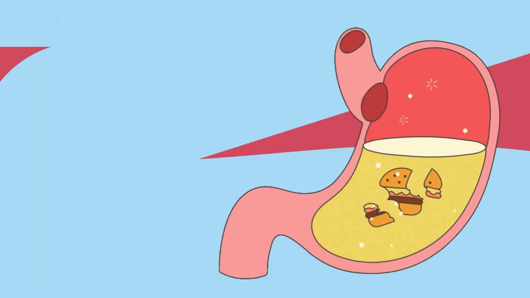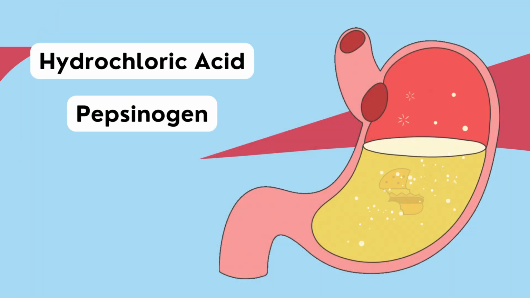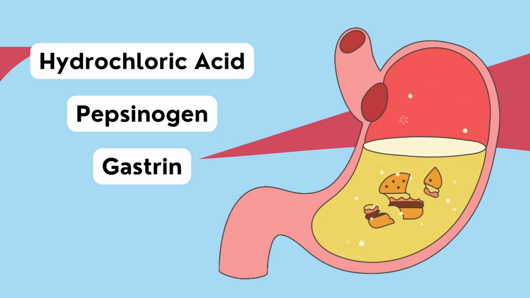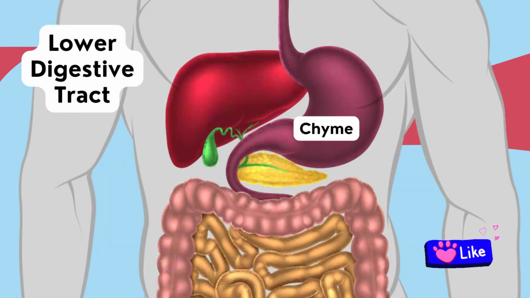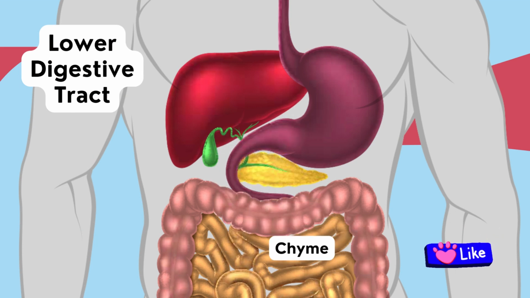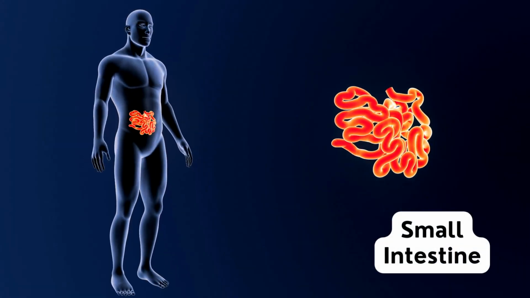Then within the stomach, HCl, hydrochloric acid, pepsinogen, and gastrin mix with the mucus needed to protect the stomach lining as well as the chewed up food. This creates chyme. After mixing with our gastric juices, the chyme exits the stomach and enters the first segment of the small intestine, the duodenum.